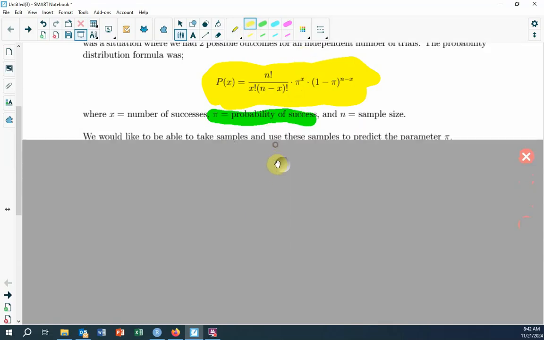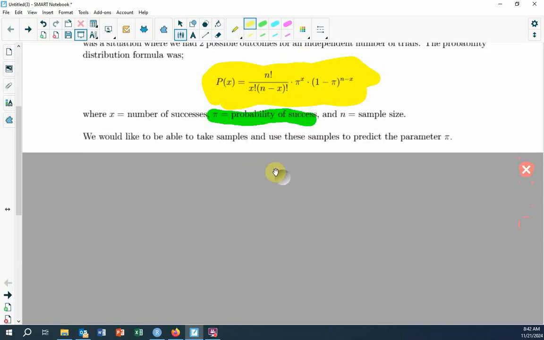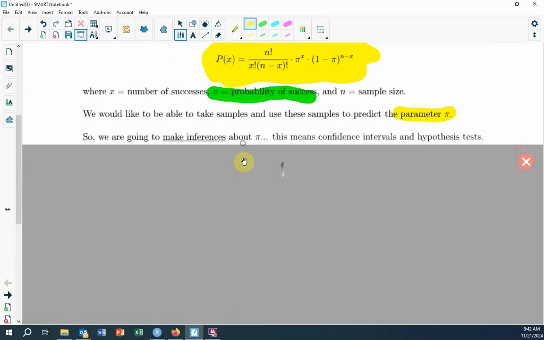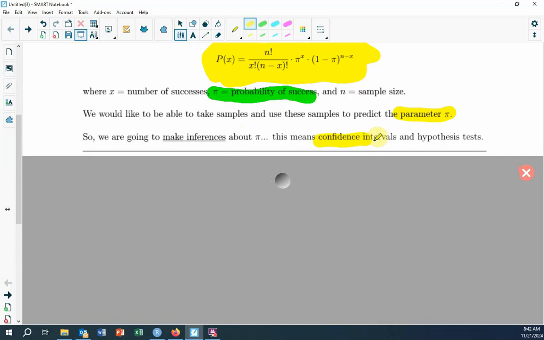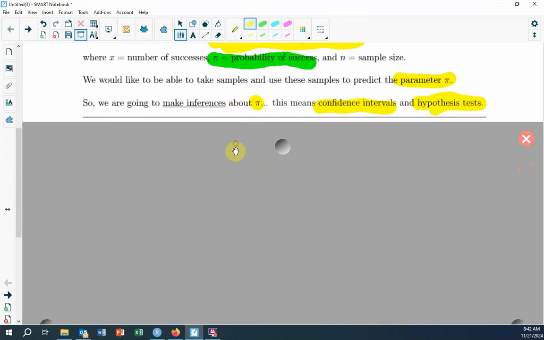But anyways, we're going to want to start by making inferences, which is the whole point of this. We'd like to predict pi. That's the whole tilt: can we predict what this pi is from our data? Well, that means we're going to want to make confidence intervals. And of course, the next place we've been going with everything after confidence intervals is hypothesis testing. All about pi.